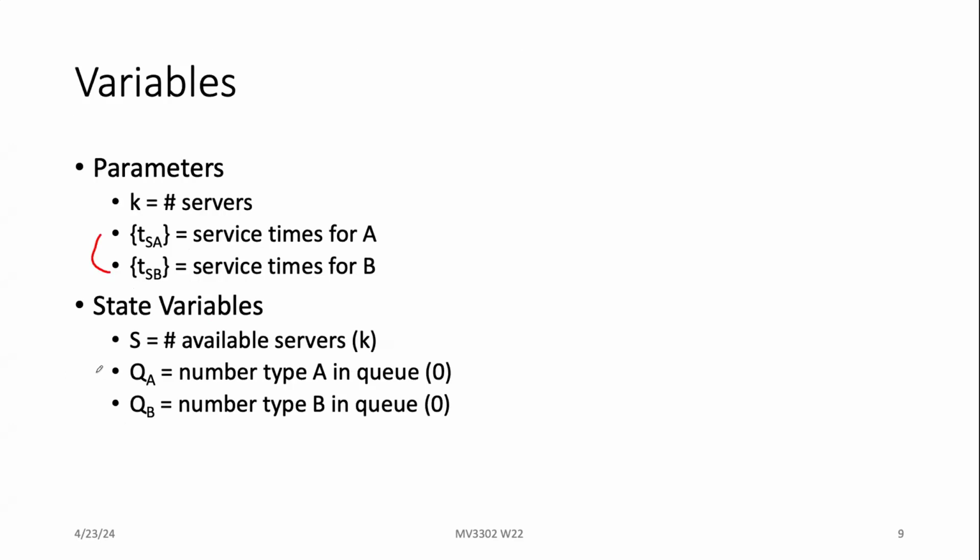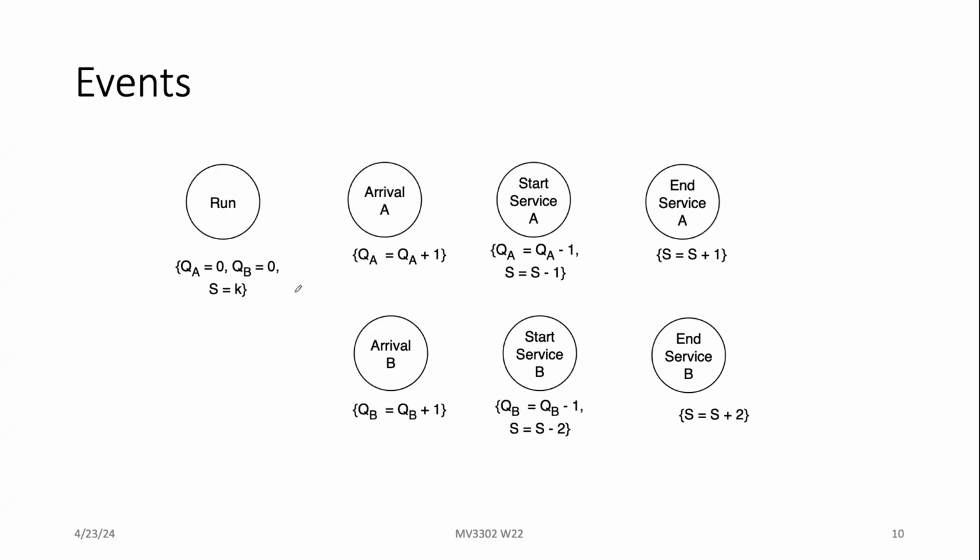Here. And then the two different types in the queue. So now just kind of looking at our events. Again, always begin with run. I sometimes forget to. I always do it when I'm doing it, so I sometimes forget when I'm presenting it. But yeah, always start with run.